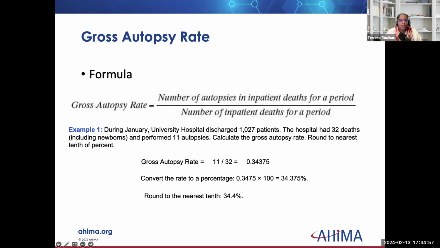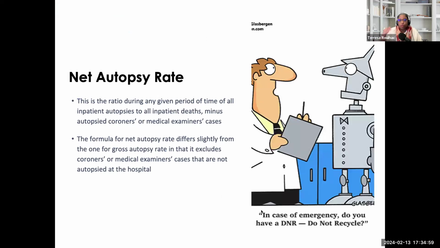And that would be per facility. Some facilities want that extra. A lot of facilities will just say, just give me the percent. Now, we're going to break down the net autopsy rate. This is a ratio that we use to measure certain autopsies within a certain time frame. It's going to be calculated by taking all the inpatient autopsies during the time and then dividing it by all the inpatient deaths. But here's the quick twist.